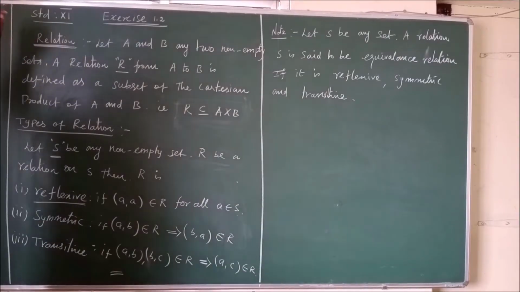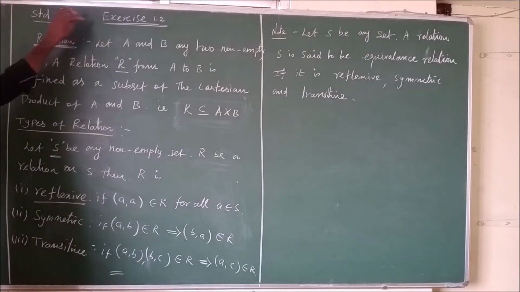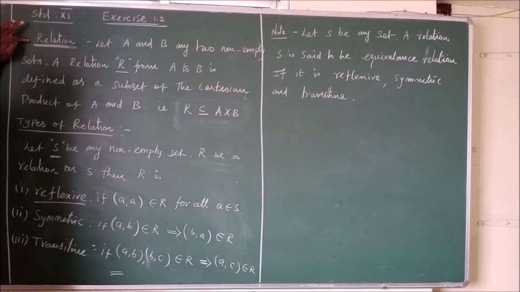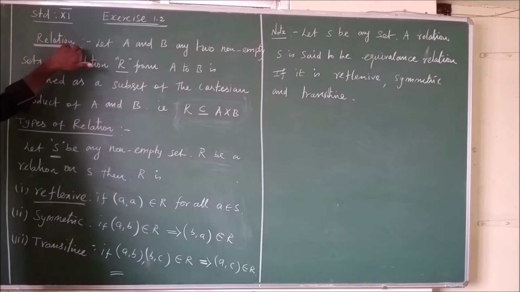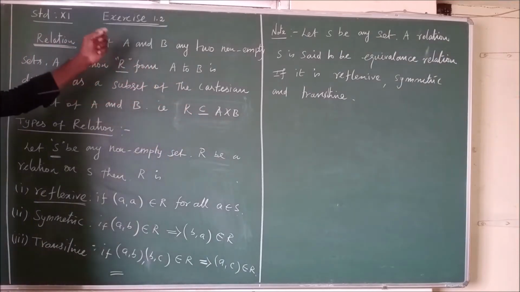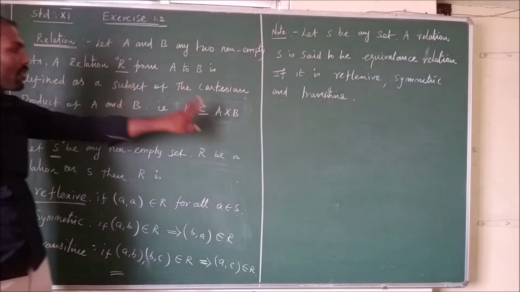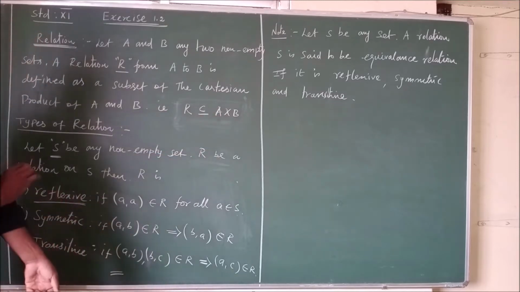Today in class we will discuss Exercise 1.2, relations. First, the basic definition of a relation. What is a relation? A relation is nothing but a subset of the Cartesian product of two non-empty sets.